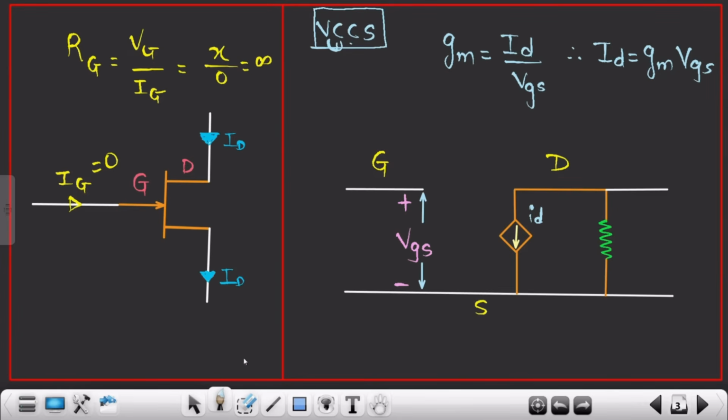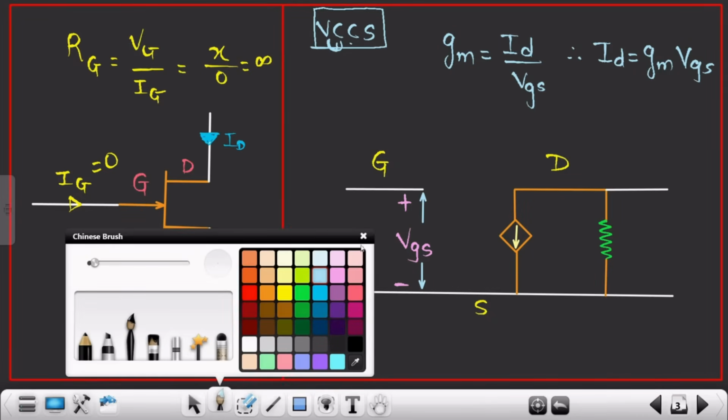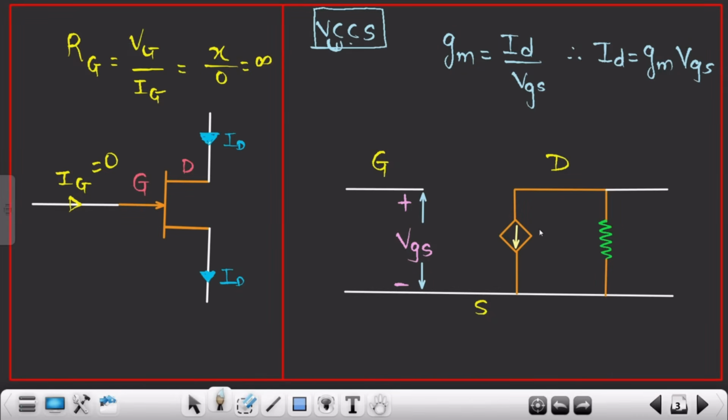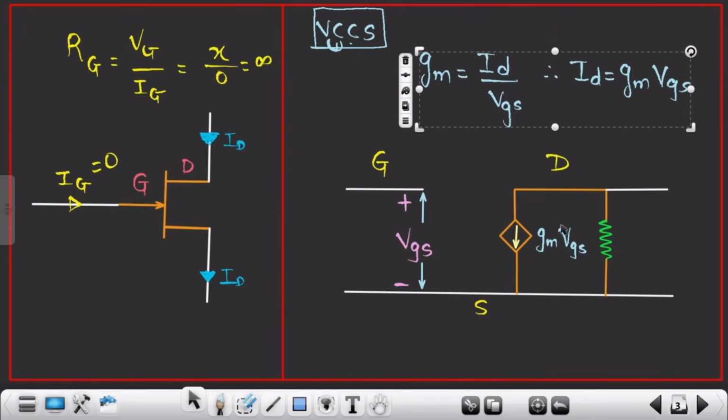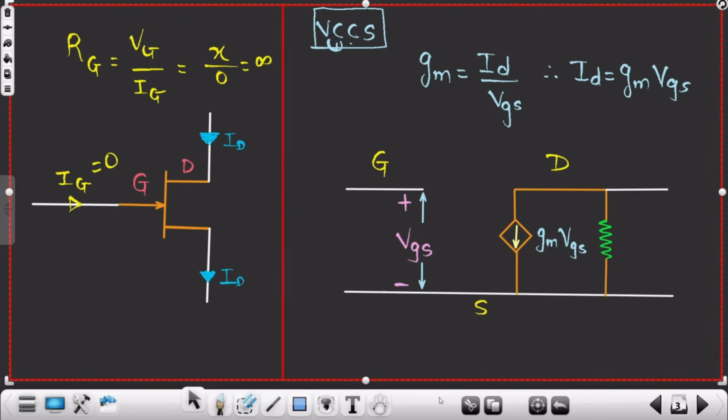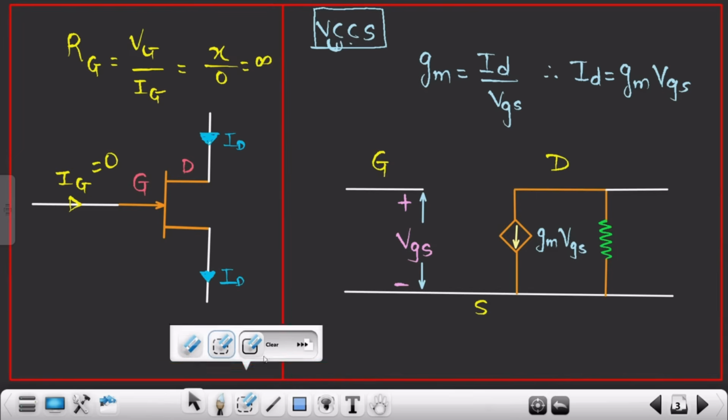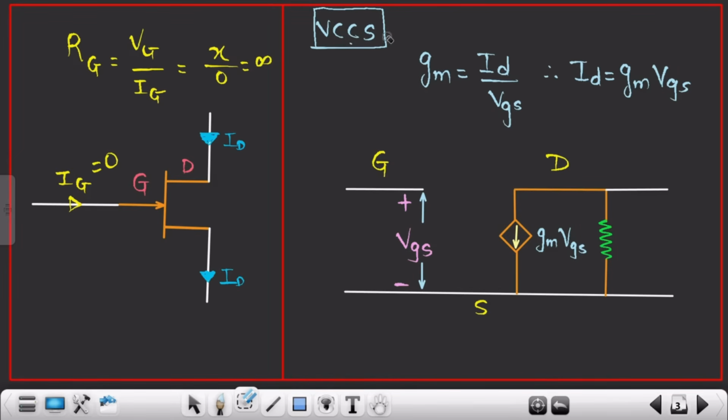So that's why instead of representing it as ID, we will represent it as gm VGS. Great. So this is gm into VGS. Okay, let me just keep this particular point over here. This is how we actually derived this equation. Whenever you refer to my PDF, you can easily note it down. Let me erase this as well. No need. Yeah, this is a voltage-controlled current source.